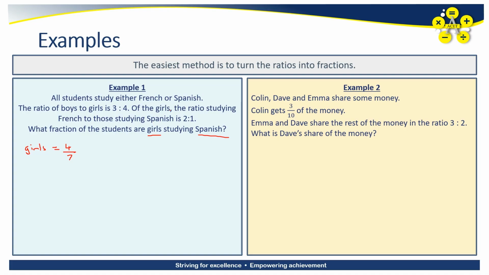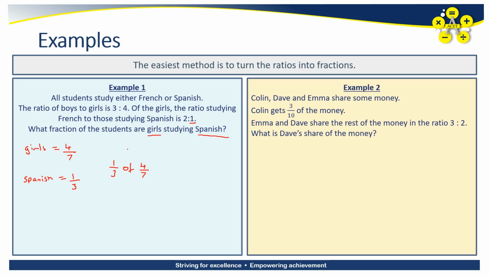Then we keep going. Of the girls, the ratio studying French to those studying Spanish is 2 to 1. And like we said, we're interested in Spanish. So Spanish is this 1 part. So that means Spanish is 1 part out of 3, which means as a fraction, Spanish is a third. So what we are considering is what is a third of 4/7. Because of those 4/7 of those girls, a third of them study Spanish.